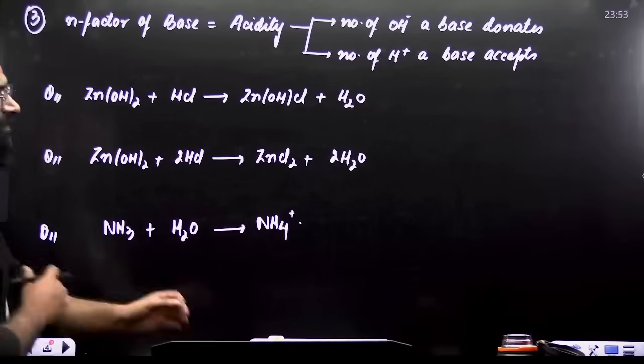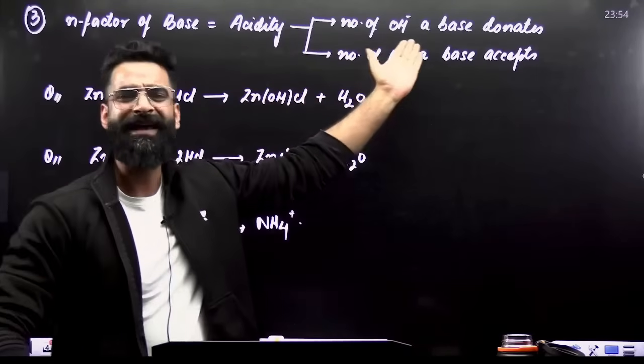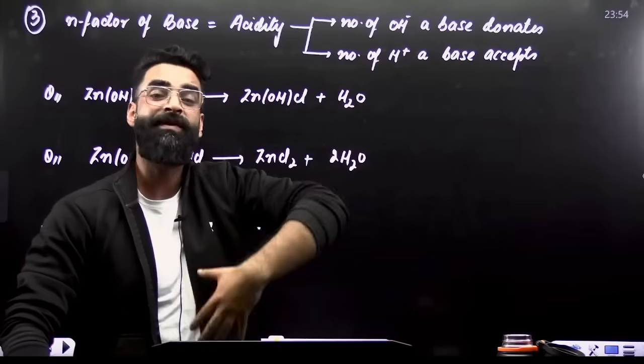Similarly, the N factor of the base. The N factor of the base is what you call acidity. Acidity you can define like this: the number of OH negatives a base donates or the number of H positives a base accepts.